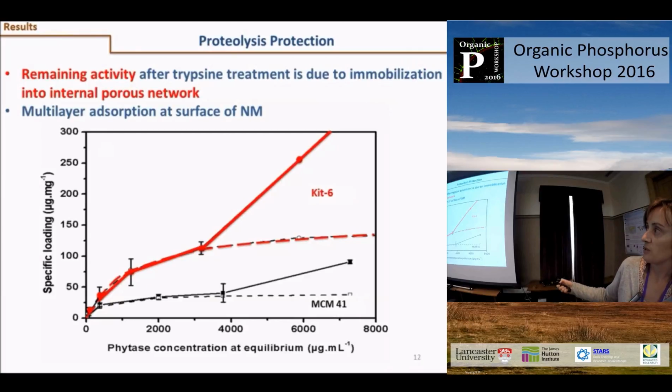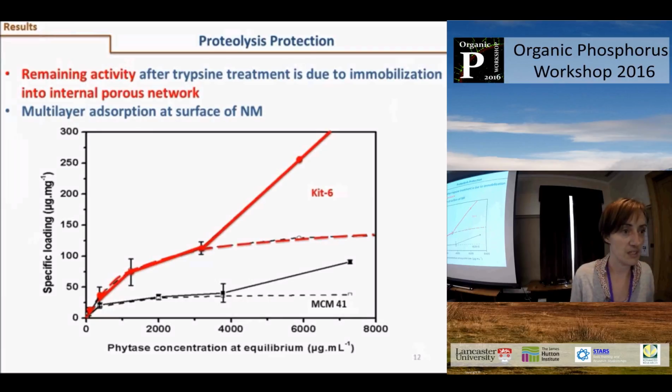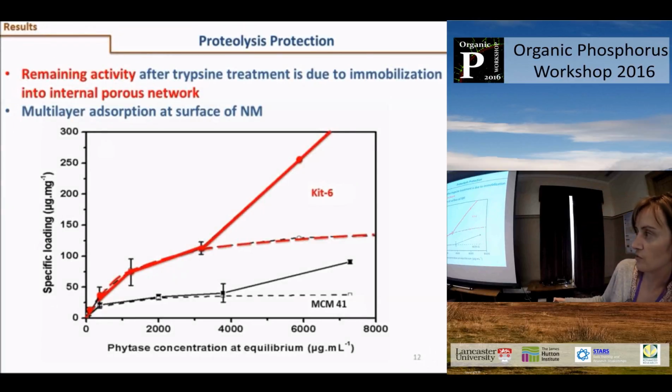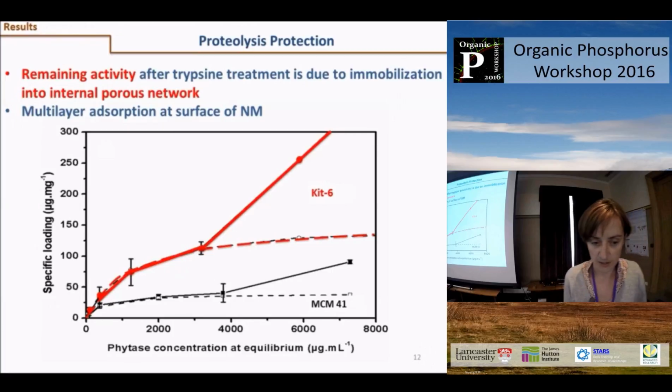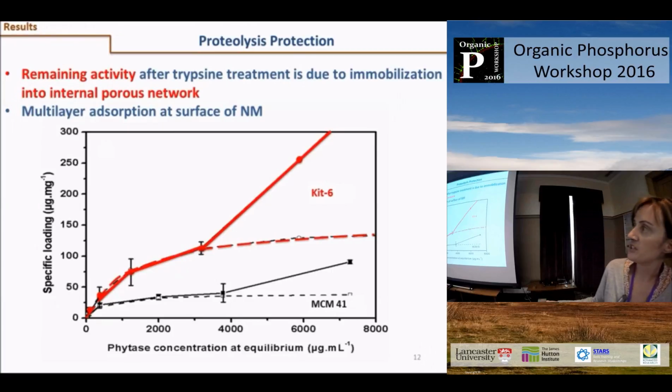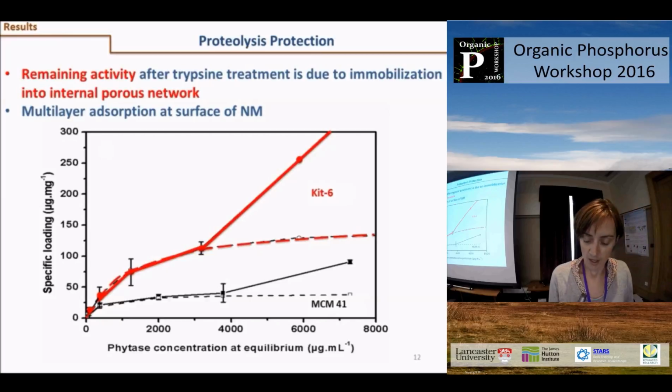Here you have the experimental data, and here you have the model, a Langmuir-Freundlich isotherm, and you can see that there is a difference between the model and the experimental data, and this part is probably due to the external phytase. And this is the same for the control, of course, but there is less phytase. So there is a multilayer adsorption at the surface of the nanomaterial.